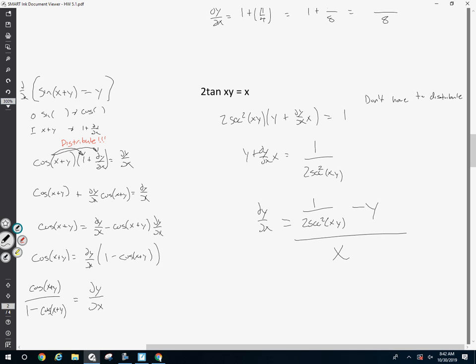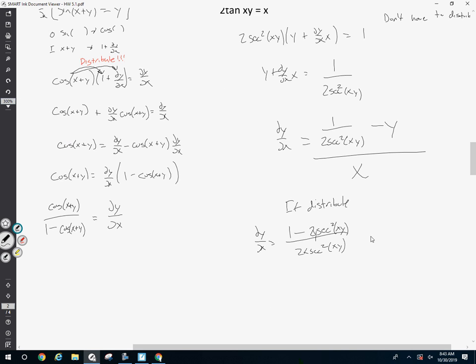Still tangent slope generator. It'll be a little bit messier than if you distribute. I'll just show if you distribute. You'd have, I'll just do it quickly, 1 minus 2 secant squared xy times y, so I guess 2y secant squared xy over x, 2x secant squared xy. Okay, but they're the same.